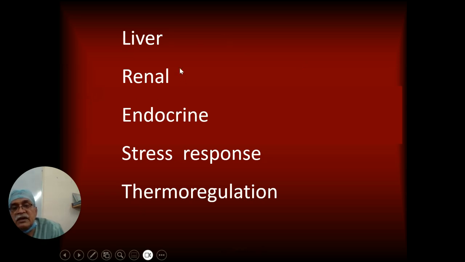Liver blood flow and renal blood flow will decrease. Endocrine functions are not much altered. Stress response is limited. Thermoregulation: because of vasodilatation, there is a decrease of temperature of around 1 to 2 degrees.